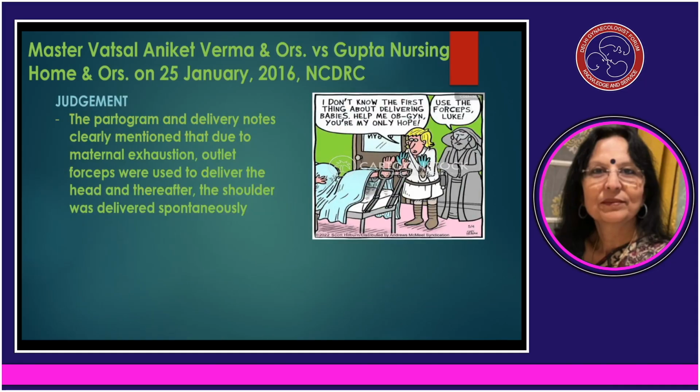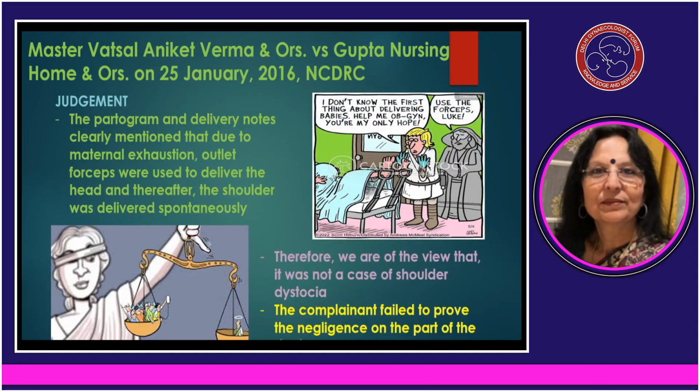So the judgment said, when the court was discussing the case, that the partogram and the delivery notes clearly mentioned that it was because of maternal exhaustion that the forceps had been put. And the shoulder was delivered spontaneously. There was no case of shoulder dystocia. And they also said that the complainant failed to prove the negligence on the part of the doctor.